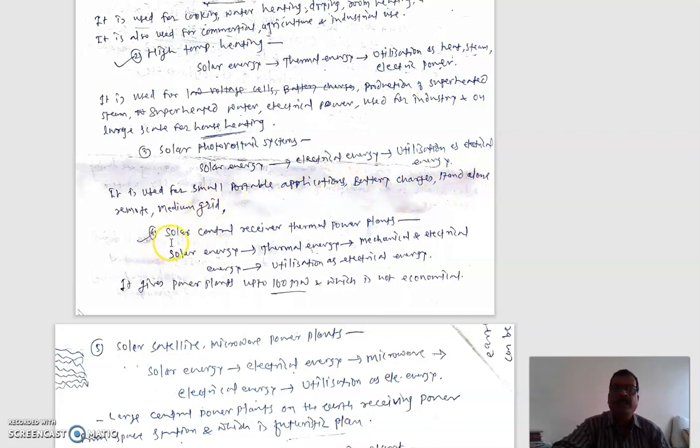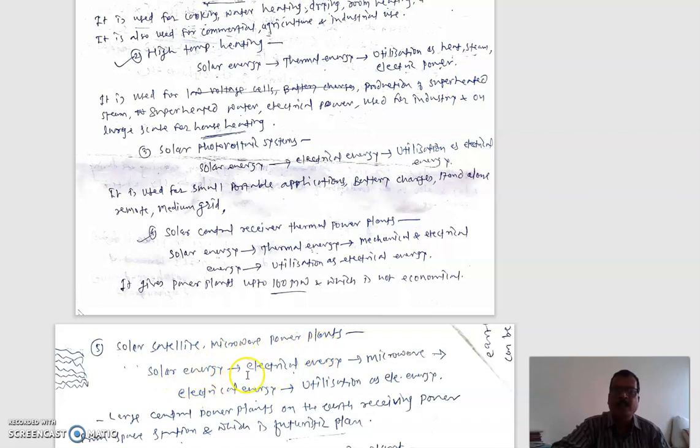And fourth chain, that is solar central receiver thermal power plants. In this case, solar energy is converted into thermal energy and is used as mechanical and electrical energy. Then thermal energy is converted into mechanical or electrical energy and is used as electrical energy. It gives power plants up to 100 megawatt and which is not economical.